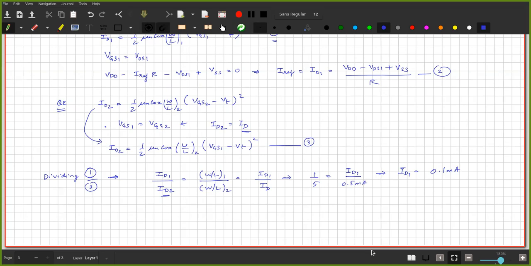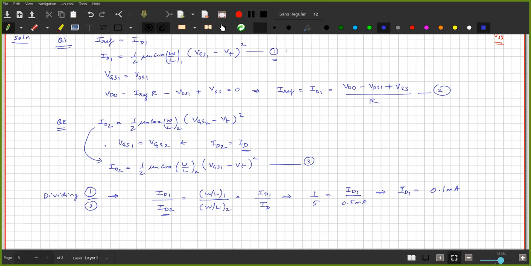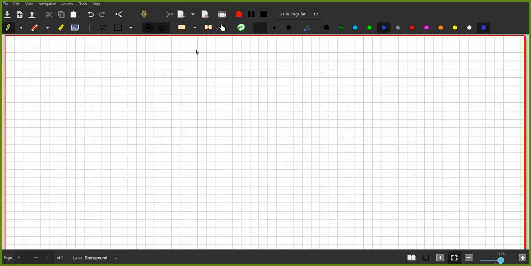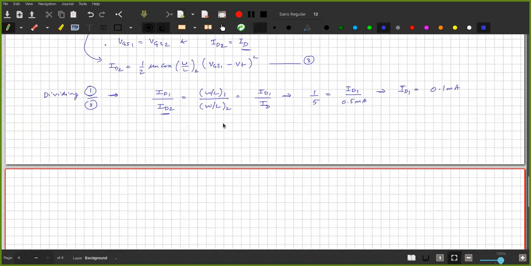So now I know ID1 using this equation. Using this equation, I will find the value of VGS1. When I find the value of VGS1, that is same as VDS1. Then from this I can find the value of R. Okay, so this is the idea here.